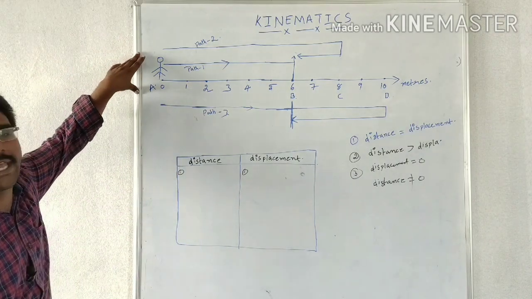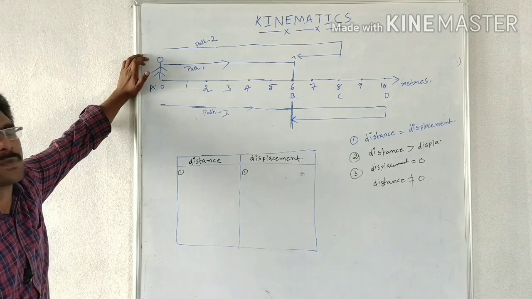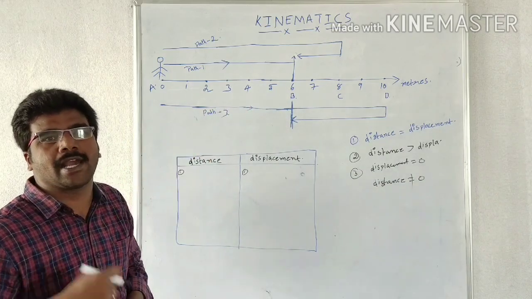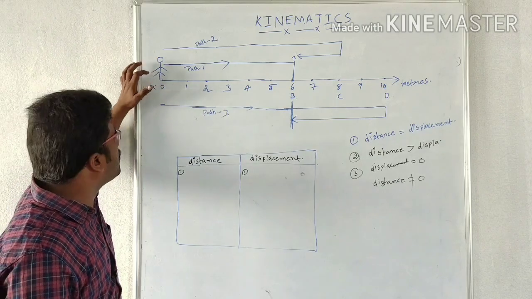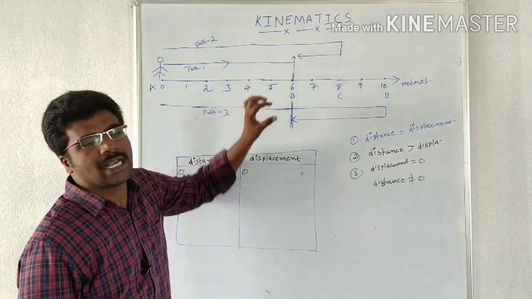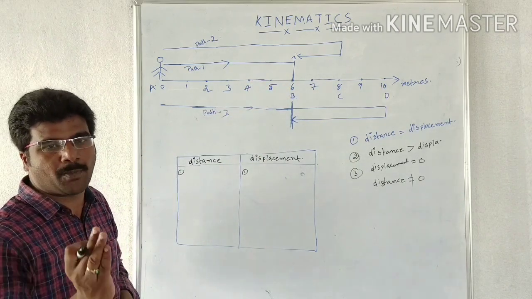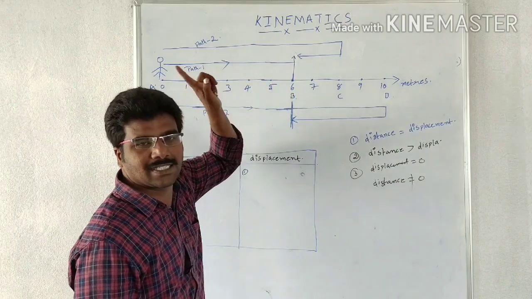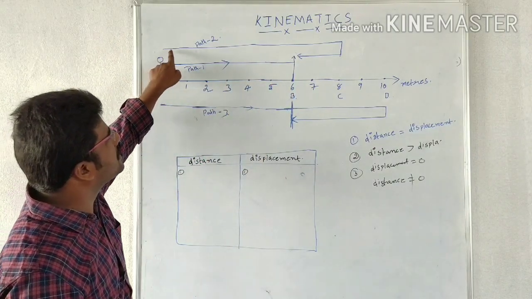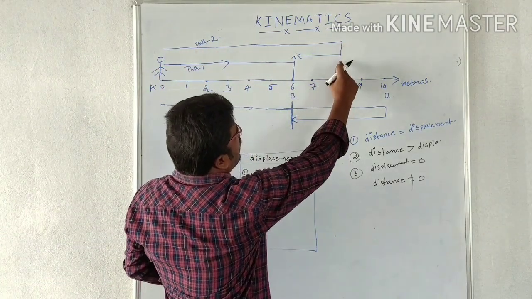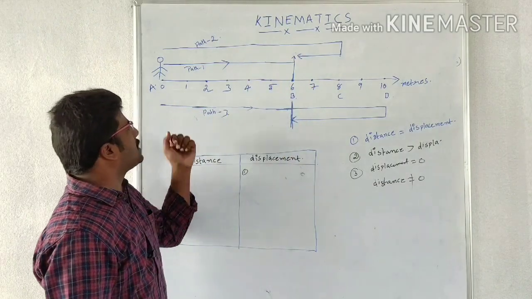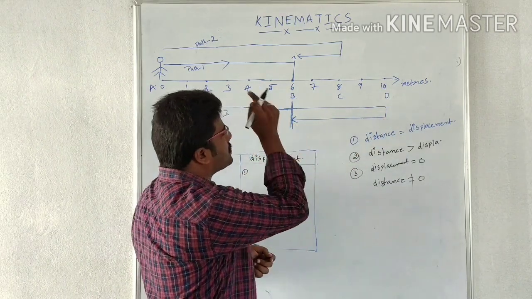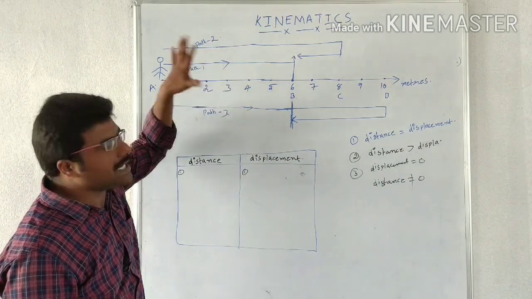Watch this diagram carefully. Here, this is the person. He starts from point A and reaches B in three different paths. What are the three different paths? First, this is path 1. He starts here and reaches B directly. Next, second path. He starts from here and moves to C, and once again comes back to B. Coming to the third path, he starts from A, reaches D, takes a turn and comes to point B. These are the three different paths.